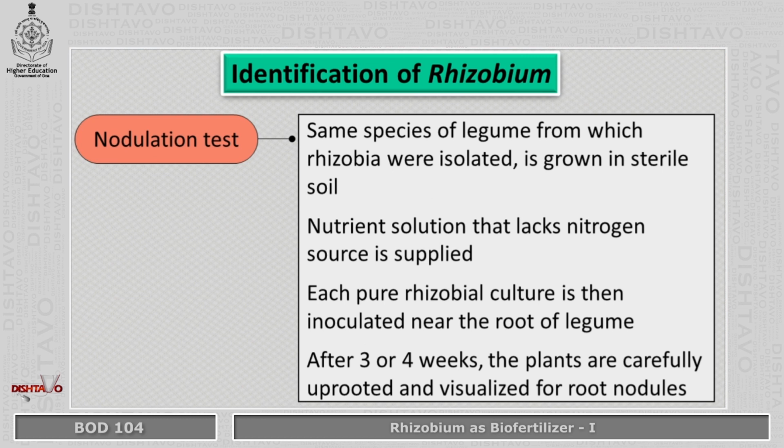Nodulation test. Same species of legume from which rhizobia were isolated is grown in sterile soil. Nutrient solution that lacks nitrogen source is supplied. Each pure rhizobial colony is then inoculated near the root of legume. After 3 or 4 weeks, the plants are carefully uprooted and visualized for root nodules.